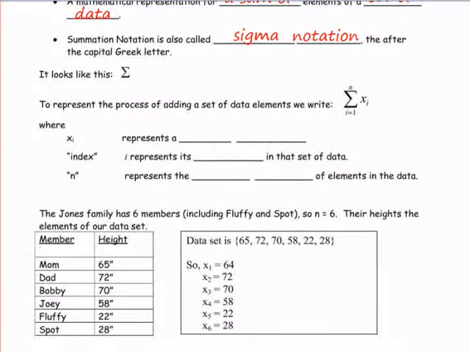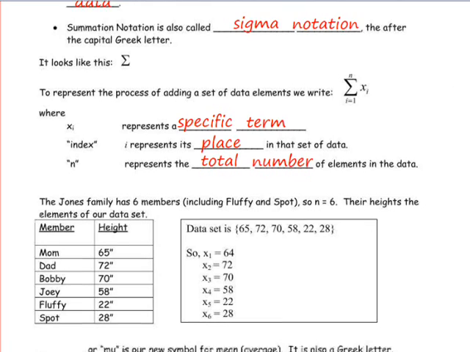To represent the process of adding a set of data elements, we write this sigma, and there's an N on top and an i underneath, and then x_i and all that. What these all mean is that x_i represents a specific term. The i represents its place in that set of data, so where it is. And the N represents the total number of elements in the data. Pretty simple.